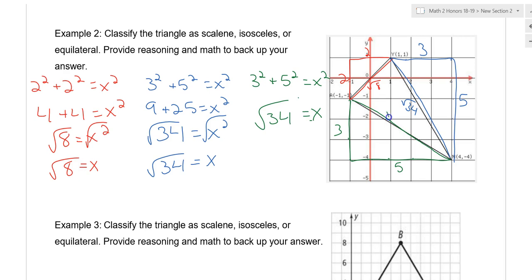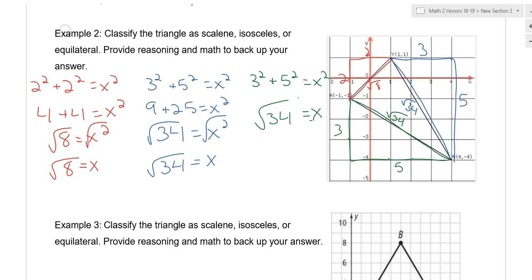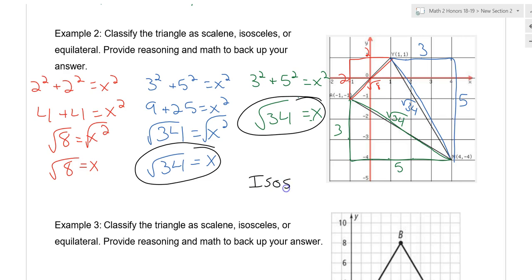If that happens where you can see that it's the same numbers exactly, then you know those sides are equal. So this one has two sides that are the same, so it is isosceles.